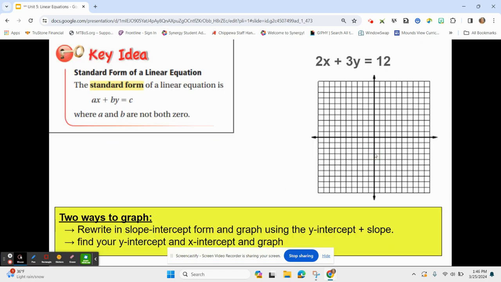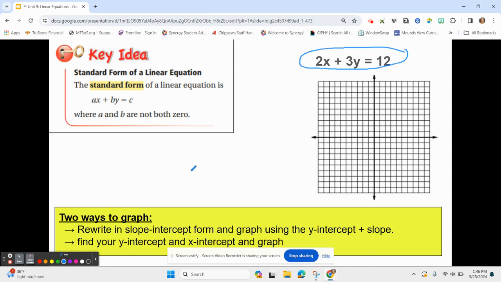Now, a couple of things here as we start graphing. Standard form, ax plus by equals c. And on page 24, that first equation, you're going to see this standard form. Notice that the x and the y are together: 2x plus 3y equals 12.